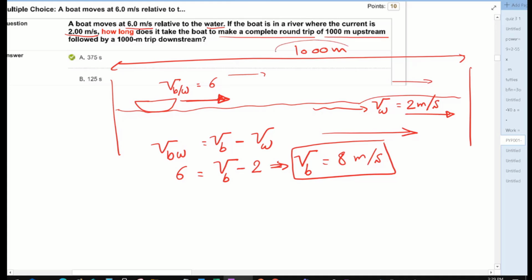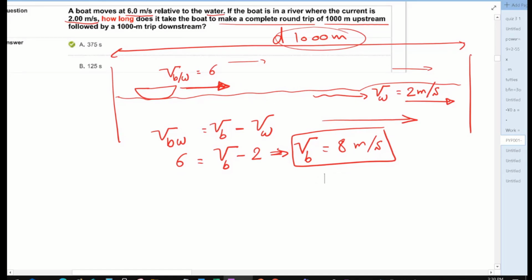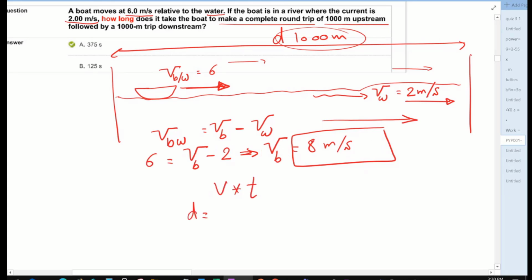So what's the time required to cover 1,000 meters? Distance is 1,000. Speed is 8. What's the time? How to calculate the time? The distance equals speed times time. So the time equals the distance over the speed, which gives us what? Can you do it, guys? Please use the calculator to find it.